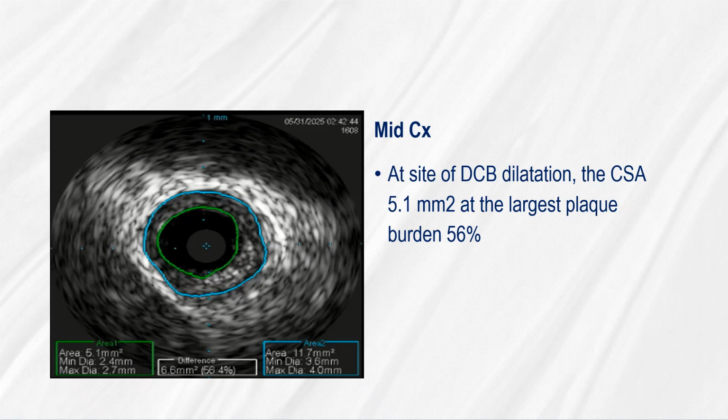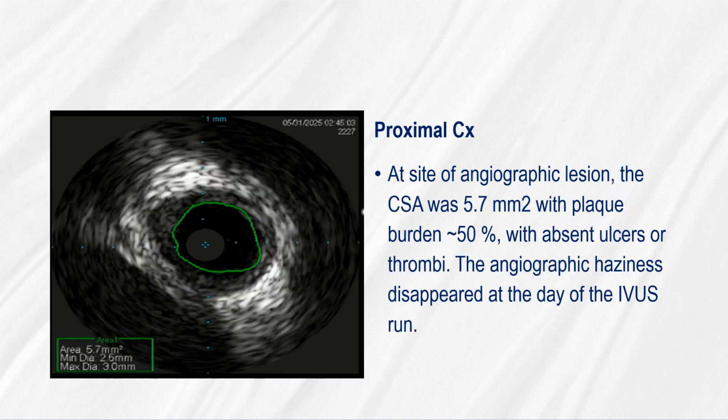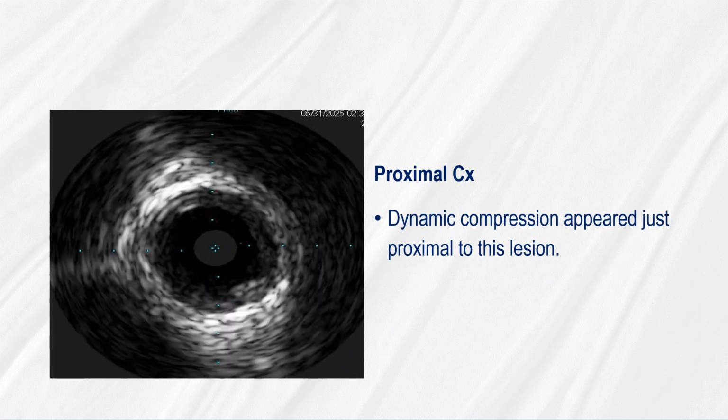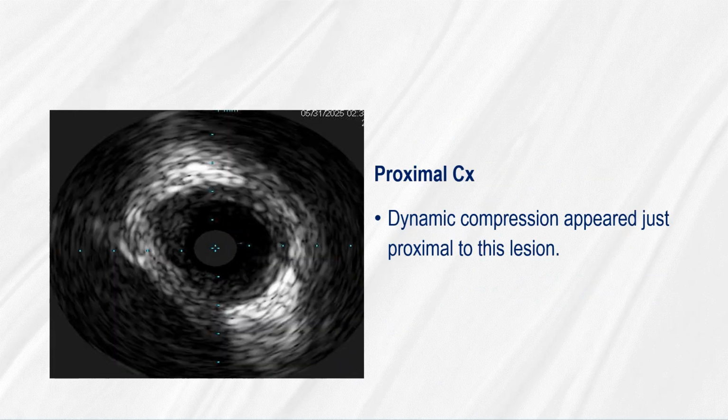plaque burden 56%. At the site of the angiographic lesion proximally, the cross-section area was about 5.7 millimeter square with plaque burden only about 50%, with absent ulcers or thrombi. The angiographic haziness disappeared at the day of the IVUS run. Yet, dynamic compression appeared just proximal to this lesion.